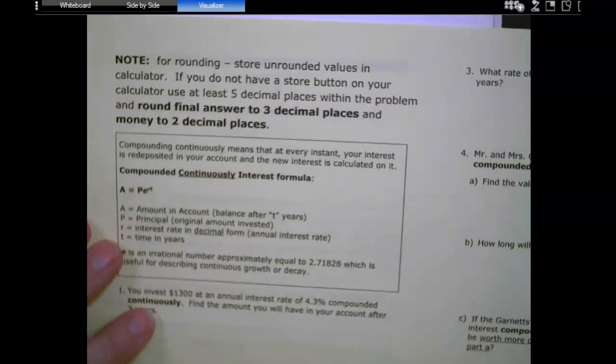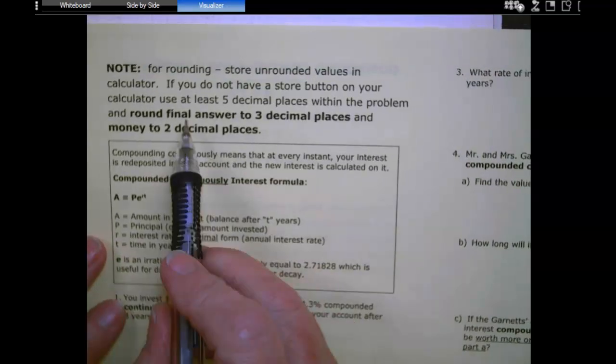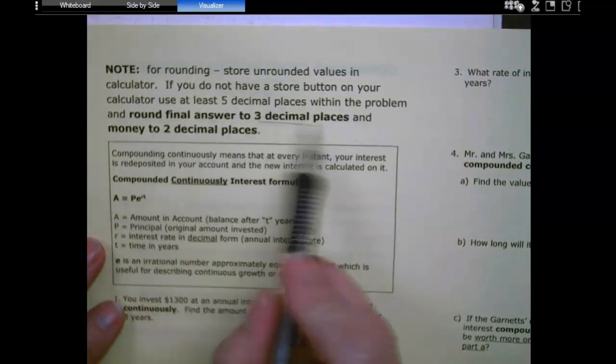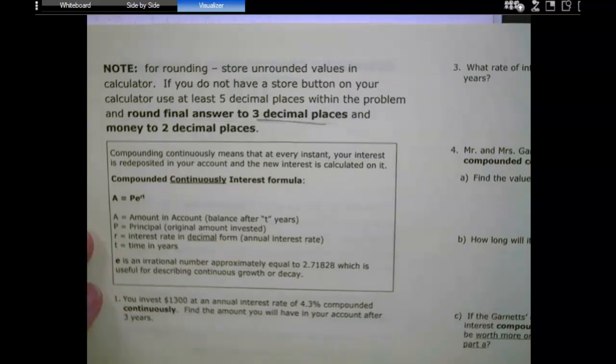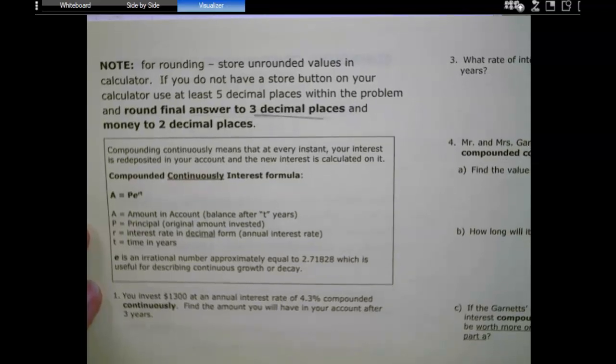So the next thing, friends, is this. Just like everything we've done, we're going to round our final answer to 3 decimal places, unless it's what? Money, and then we go to 2. Okay? People, what do we go to? Whole numbers. Okay.